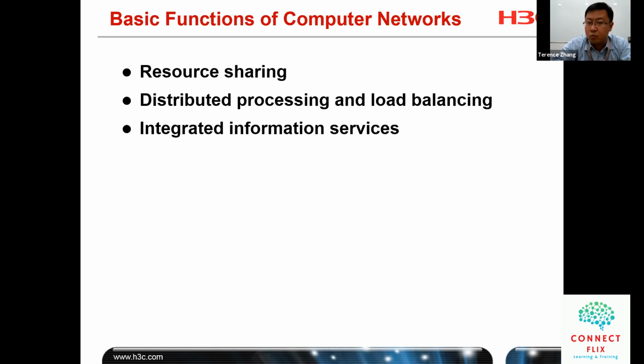We can see that no matter what pattern it is, they all share resources, sharing the internet resources, and they all do distributed processing, load balancing, and also integrated information services. So these are the common features of the network nowadays, right? No matter what type it is, the networks share these features. This is also the basic function of the network.